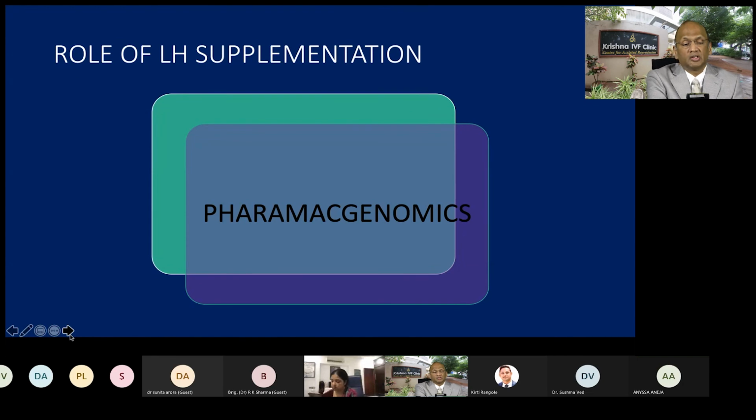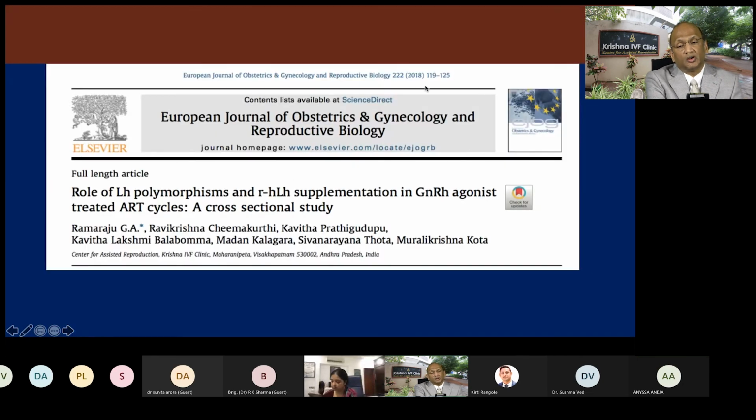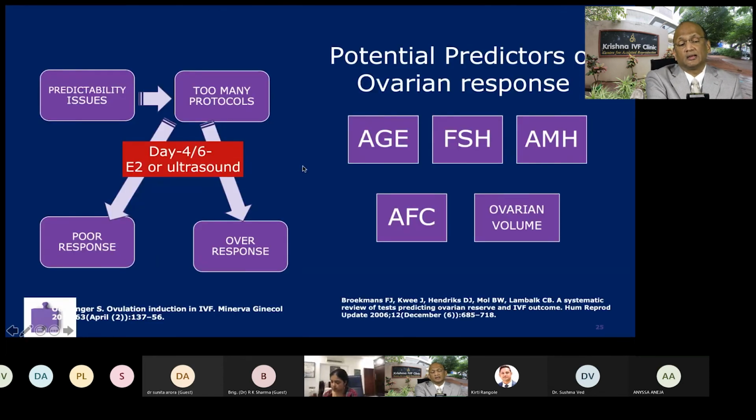The role of pharmacogenomics next comes in. In 2019, we published the paper, the role of LH polymorphism and LH supplementation in GnRH agonist cycles, a cross-sectional study. This has helped us to understand. Till that time, when we did a follicular stimulation, we had predictability issues. There are too many stimulation protocols, but what we believe is each clinic should select 1 or 2 protocols and use them judiciously rather than 10 different protocols, so that you do not lose control.